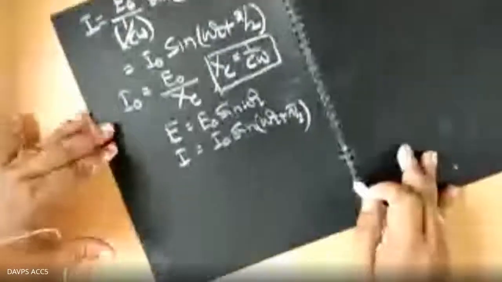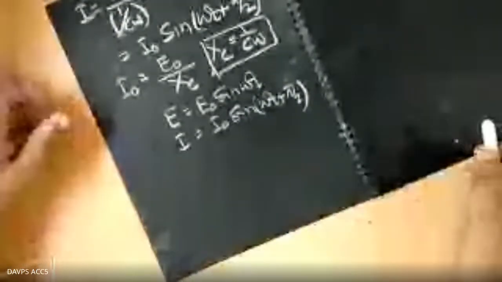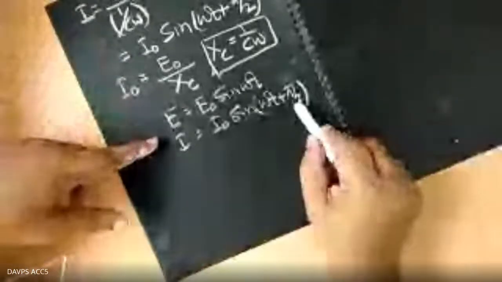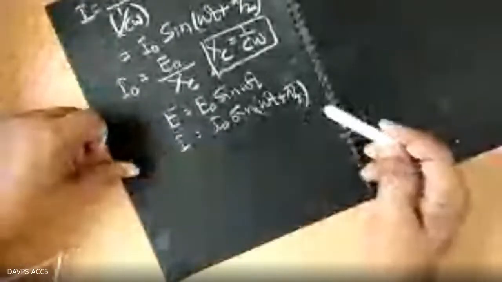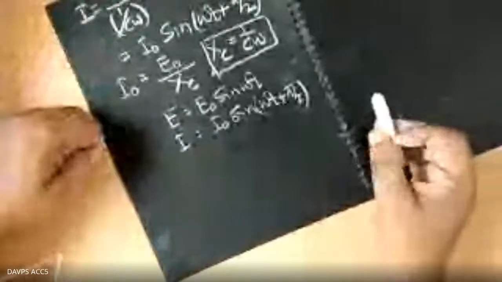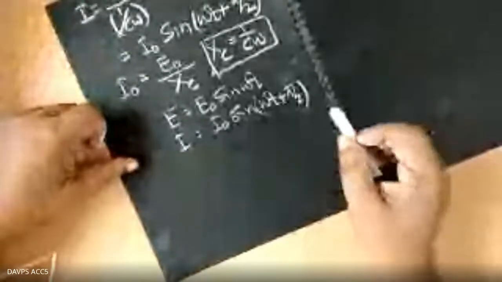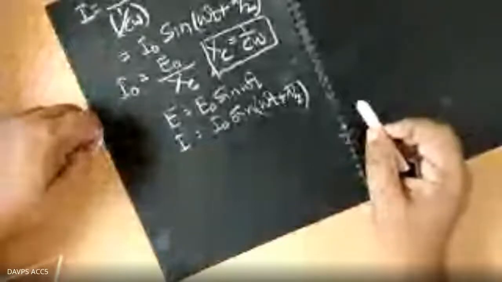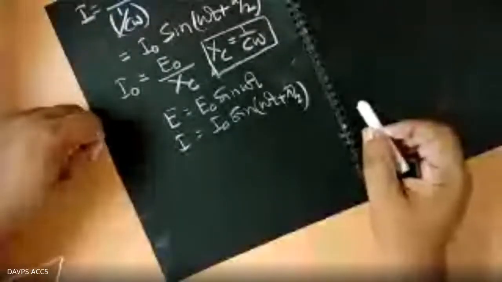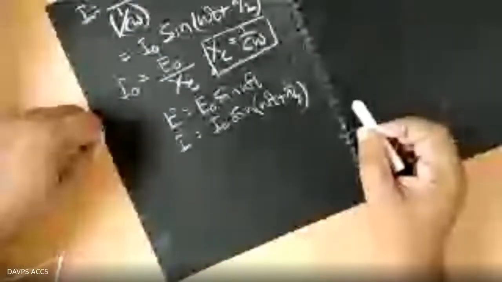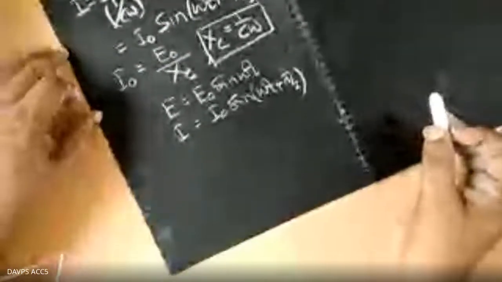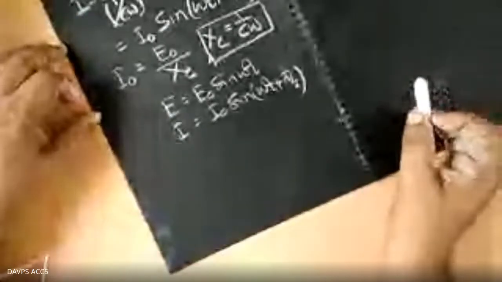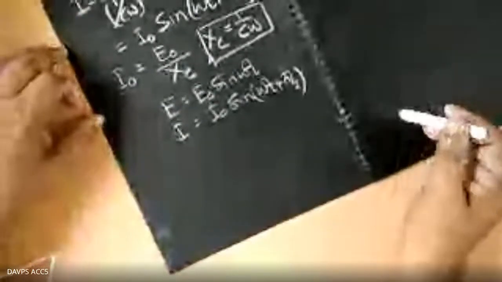So what do you understand from this expression? It is clearly indicating, because it is plus pi by 2, that the current is leading the voltage by a phase difference of pi by 2 radian. So here the current is leading. You write: the current is leading the EMF by phase difference of pi by 2 radian.